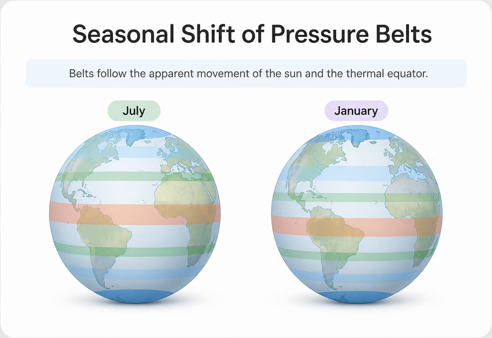It is also crucial to remember that these pressure belts are not painted permanently onto the globe. They shift. This shifting is driven by the apparent movement of the sun. In July, during the northern hemisphere summer, the sun is directly over the Tropic of Cancer. The thermal equator, the belt of highest temperature, moves north, dragging all the global pressure belts slightly north of their annual average locations. Conversely, in January, during the northern hemisphere's winter, the sun is over the Tropic of Capricorn, and the pressure belts shift south. This shift is less pronounced in the southern hemisphere simply because it is mostly covered by water, which heats and cools more slowly than land.